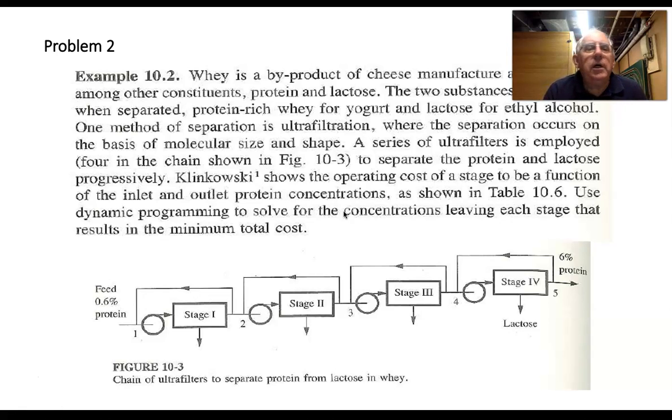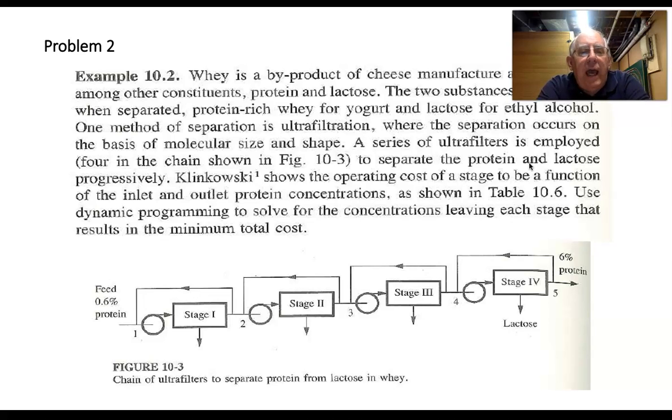protein and lactose. And so in order to separate the protein, we go through an ultrafiltration process. In that ultrafiltration process, the separation occurs based on molecular size and shape. And so a series of ultrafilters is employed, and in this case we have 4 stages of these ultrafilters to separate the protein and the lactose progressively.